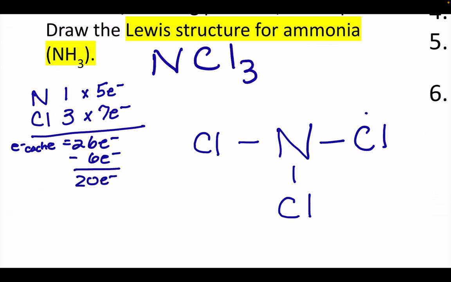I'm going to start on the outside and place them in pairs. I'm going to be done with that chlorine because now it has 8. So 2, 4, 6, 8, 10, 12, 14, 16, 18. And if I have enough, which I do, then I go to the central atom. The nitrogen is the central atom. I give the electrons to the outside atoms before I go to the central atom.